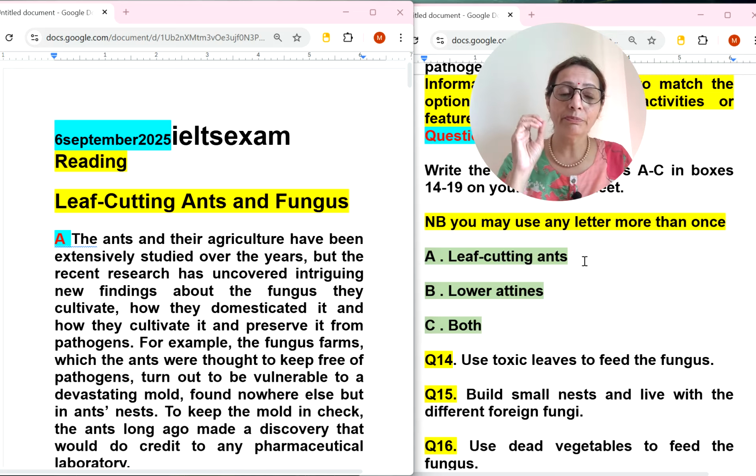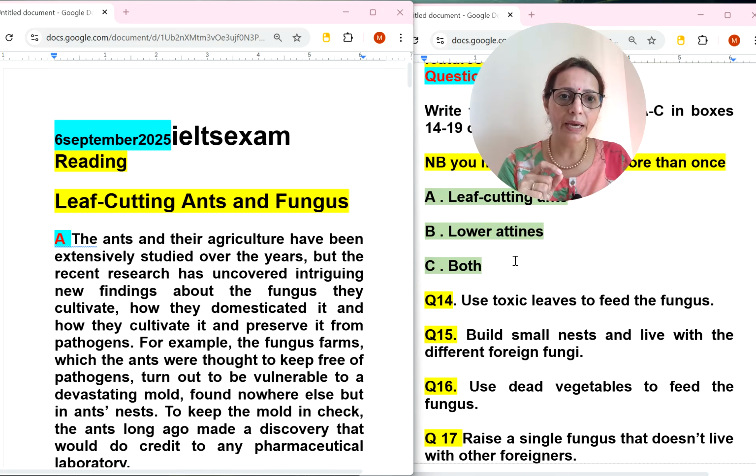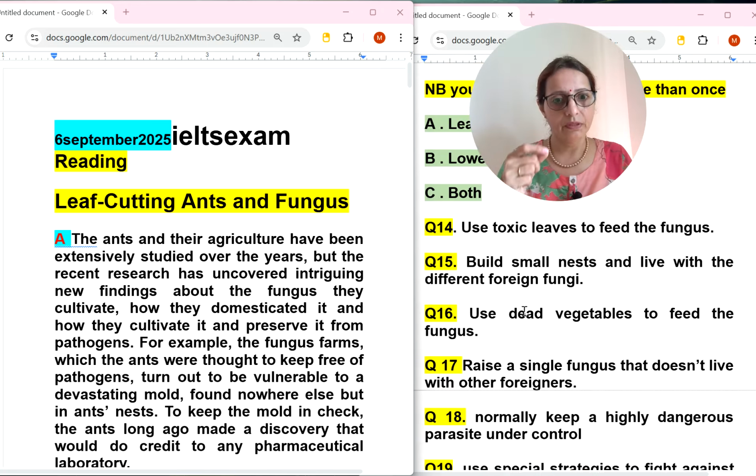Actually, I am doing practice for you to explain how to find answers, how to find locations. So that time I am not following the time limits. If I follow the time limits, definitely I will not be able to explain so many things. So I will be solving it on my own. Okay, so three things they have given. We have to match ABC with these options.